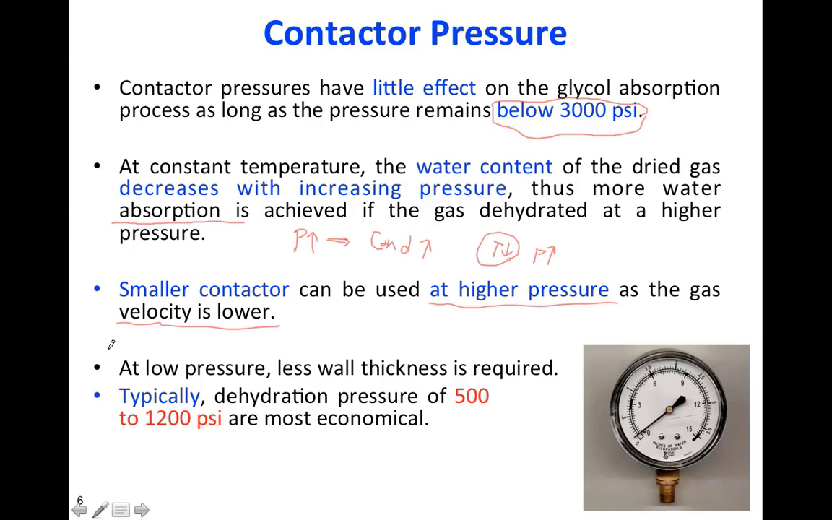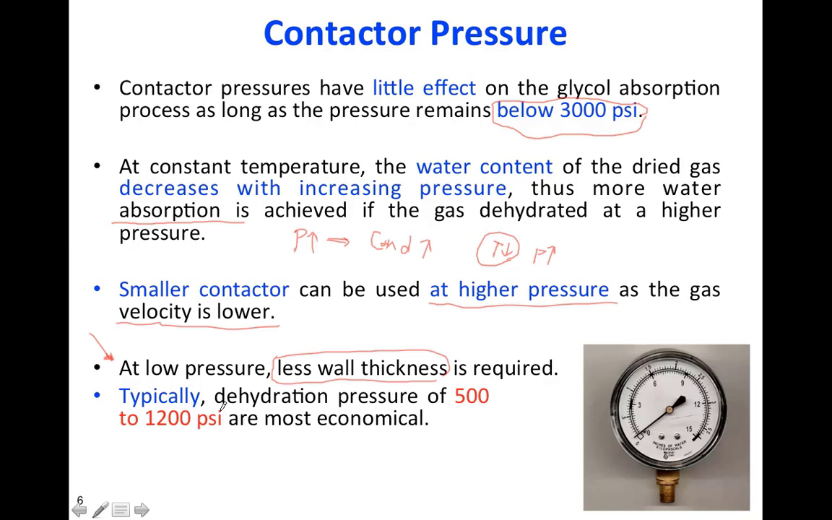Okay. If we are working at higher pressure, we need a stronger wall, a stronger body of the column. So it means we need a thicker column. But if we are working at low pressure, we can use even less wall thickness. Less wall thickness means less capital cost, less material to be used, less expense, right?